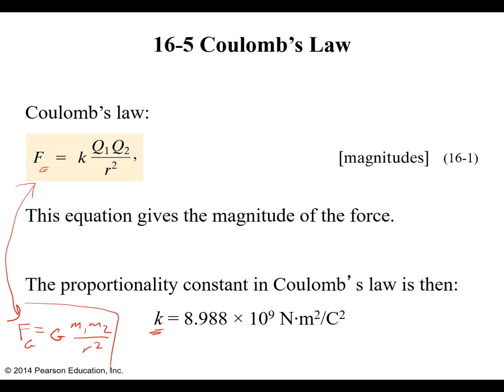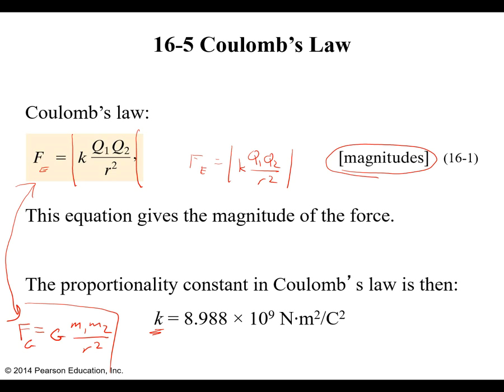The other thing I need to point out is that Coulomb's law is for the magnitude of the electric force, which means that to be proper, I should really say absolute value. So electric force is equal to the absolute value of K times the product of the two charges divided by R squared. Let me show you. I'll come back to this in a couple of slides.